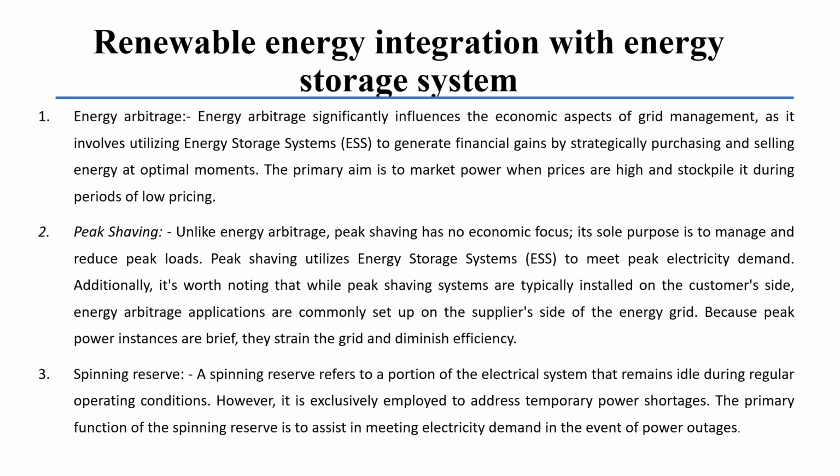The third one is spinning reserve. A spinning reserve refers to a portion of an electrical system that remains idle during regular operating conditions. However, it is employed to address temporary power shortages. The primary function of the spinning reserve is to assist in meeting electricity demand in the event of a power outage.